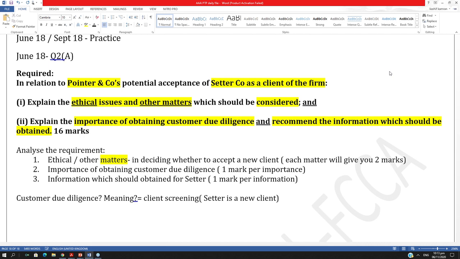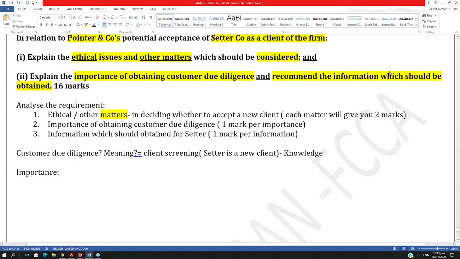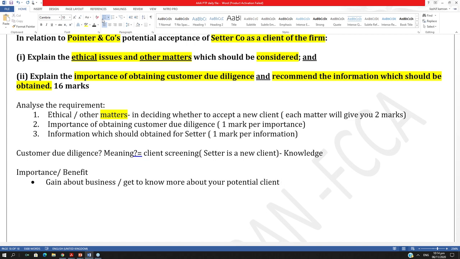Now, isn't it a very simple knowledge question the examiner is asking you, what is the importance of customer due diligence? So now tell me, what is the importance of customer due diligence? For every point you explain, you get 1 mark. What is the importance? What is the benefit of customer due diligence prior to accepting a new client? What benefit do you get out of it? Do you gain knowledge about the business? Do you get to know more about your potential client?